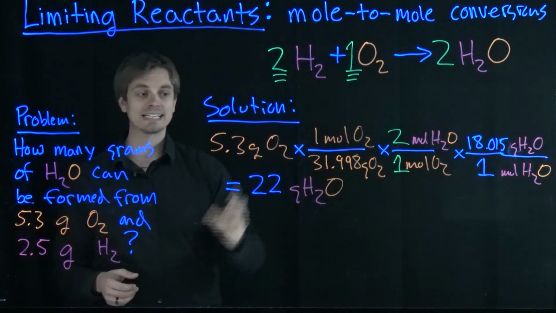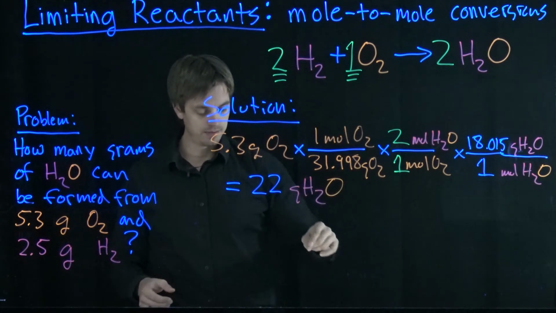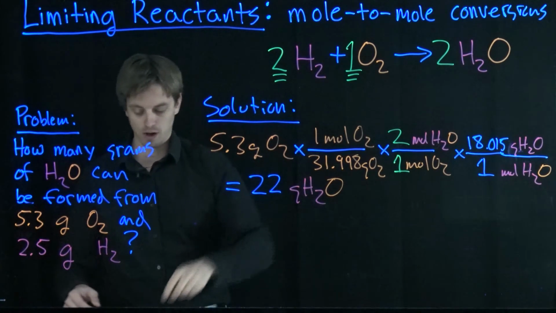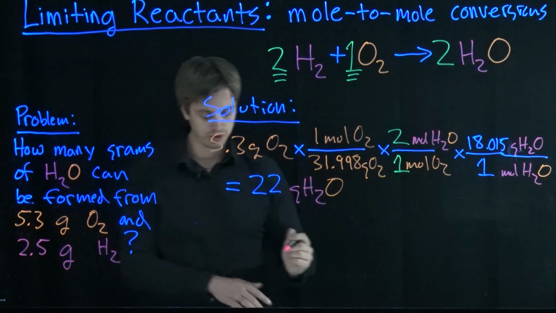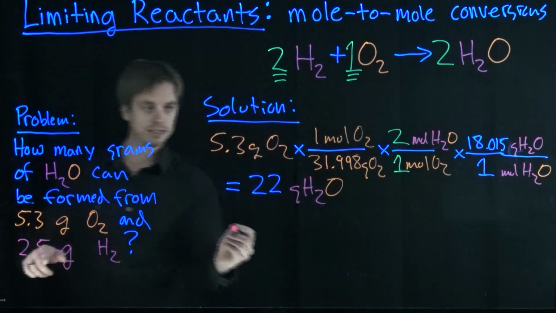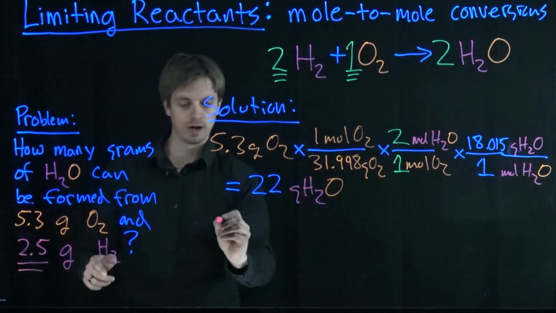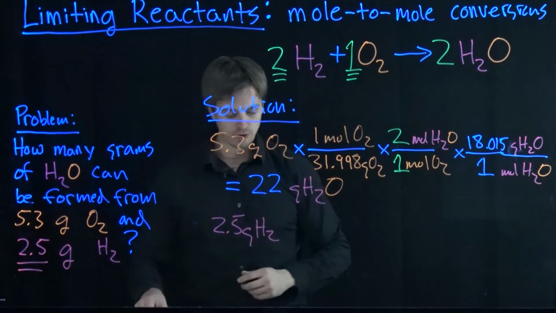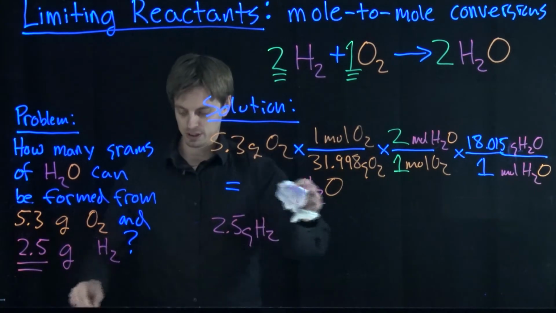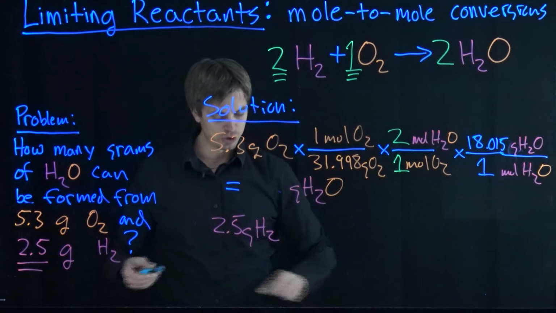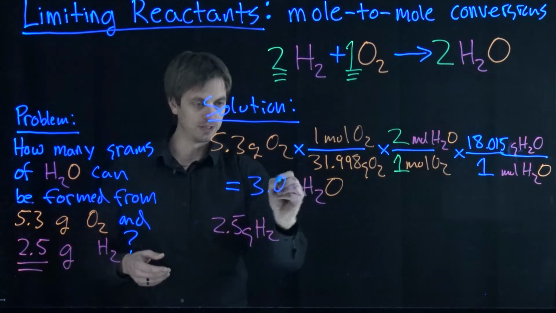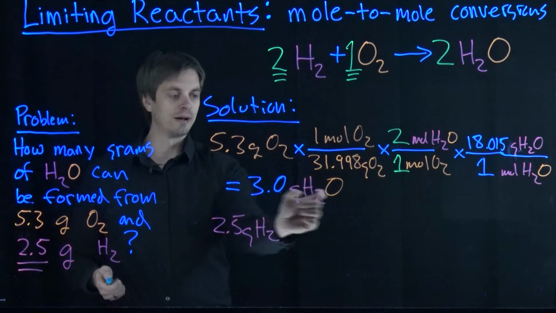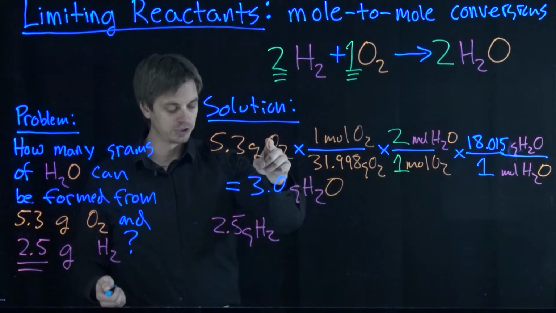Now, we're going to do the exact same thing with our initial quantity of H2 here. So if I go back and look at the initial problem, I've got 2.5 grams of this H2 starting material. Okay, so I'm looking at my notes here. I apologize. If you plug this into the calculator, you should end up with a value of 3.0. All right, so make sure that you can double check that, right? So we've got 3 grams of water that's being formed if we use up all of our oxygen, right?